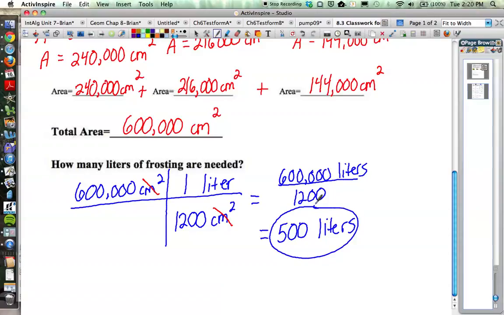Notice how organizing this problem ahead of time helped make the math appear to be hopefully much more clear, and hopefully you can follow the steps there to get us to our answer of 500 liters.